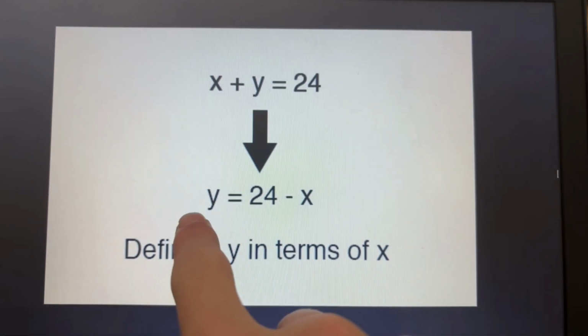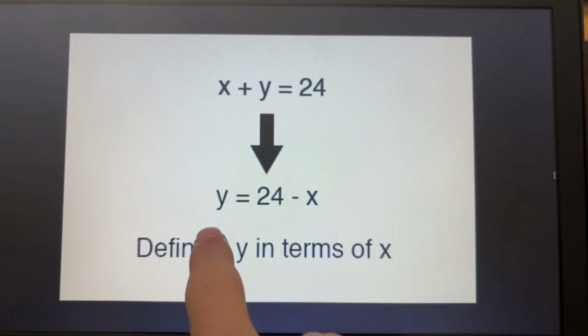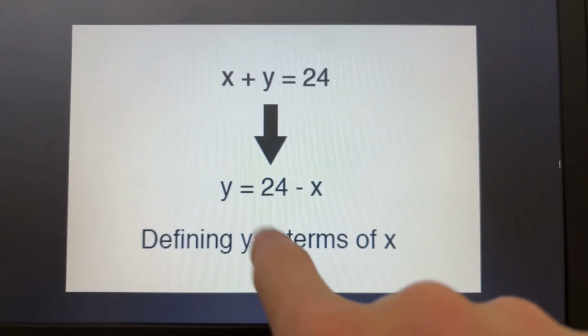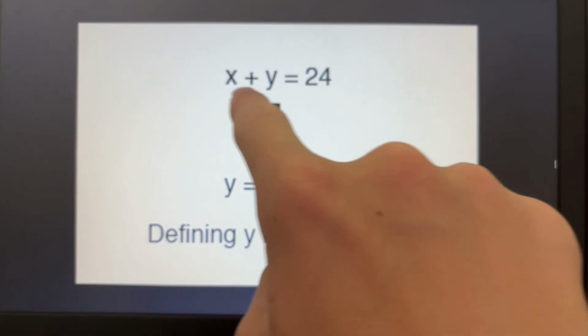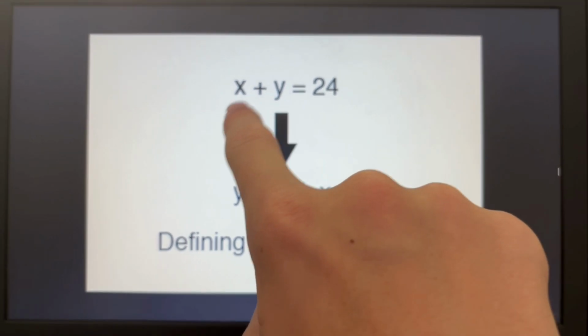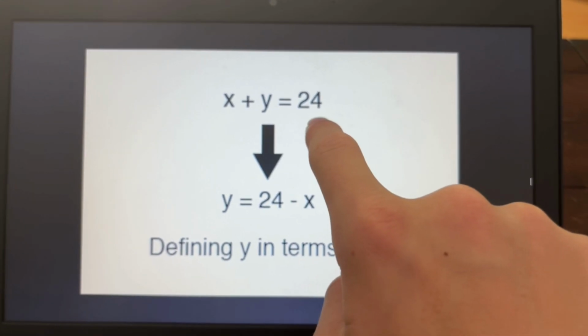So for example, this bottom expression is in terms of x because y is isolated. And on the other side of the equation, we only have x's and constants. So if you wanted to make this expression in terms of y, you would subtract y from each side so that x was isolated. So that would only be y's and constants on one side.